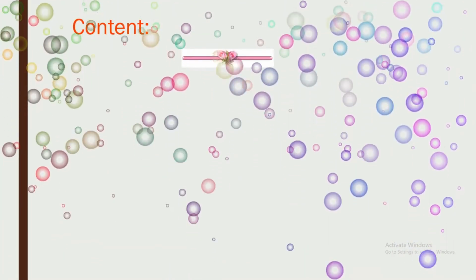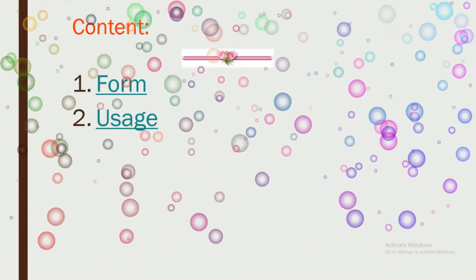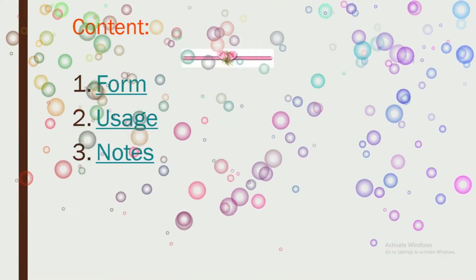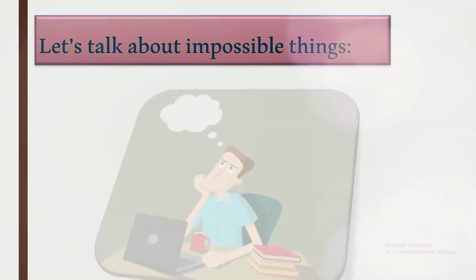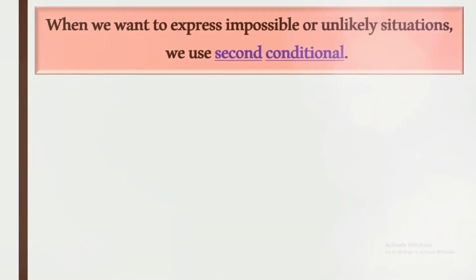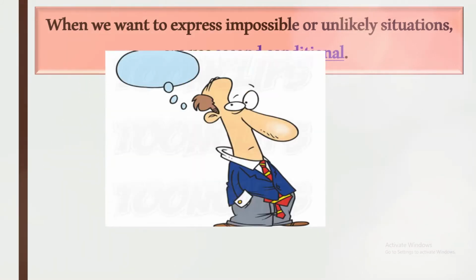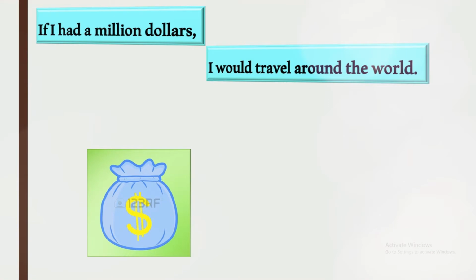Let's know what we're going to learn today. We're going to learn how to form the second conditional, when we should use it, and some important notes. Let's talk about impossible things. When we want to express impossible or unlikely situations, we use the second conditional. If I had $1 million, what would you do? If I had $1 million, I would travel around the world.